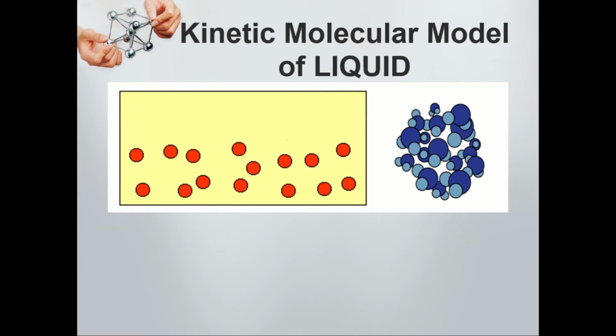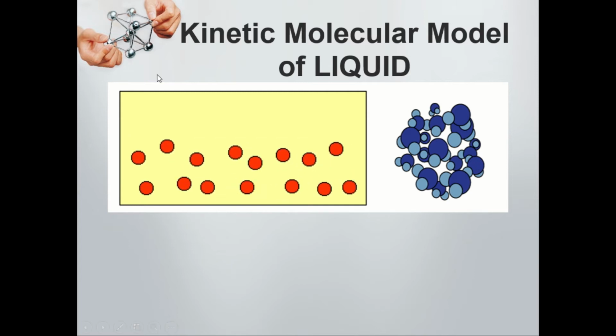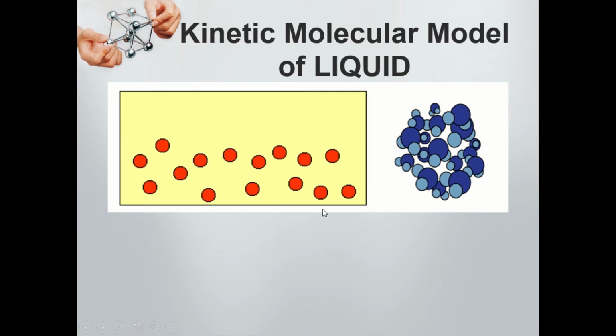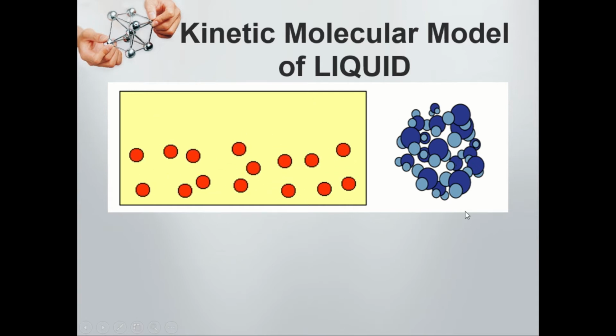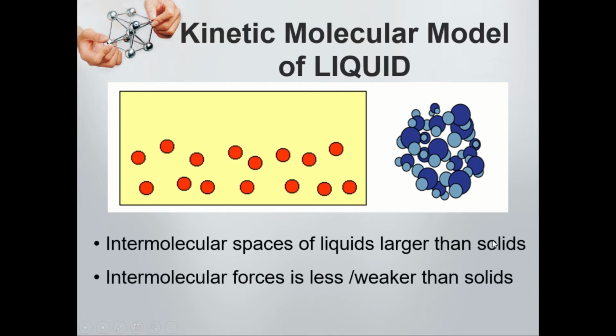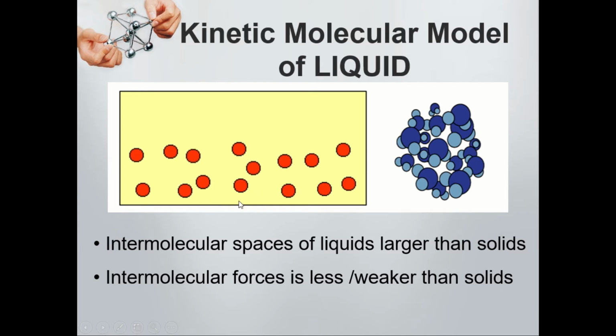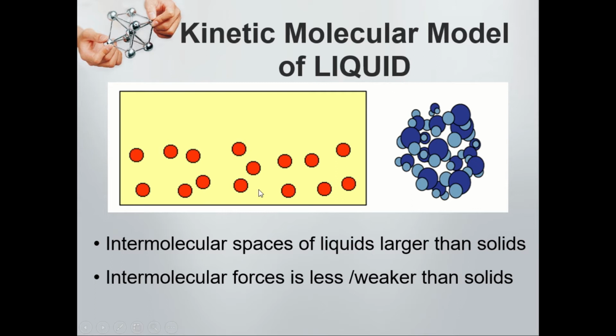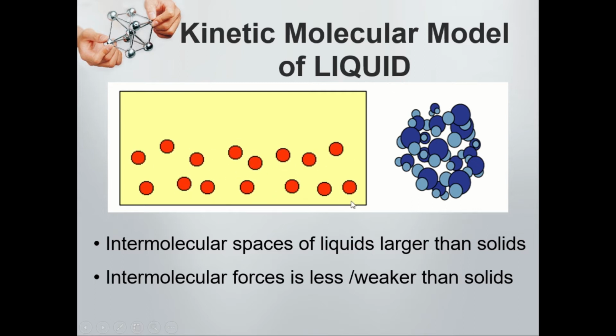So the kinetic molecular model of the liquid is like this. As we can see in this illustration, they are moving. Just imagine that they are freely flowing. And the intermolecular spaces of liquids are a bit larger than the solids. Okay, not too far and not too close to each other. Just the right distance in between.